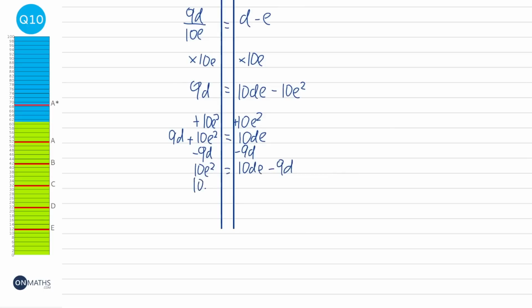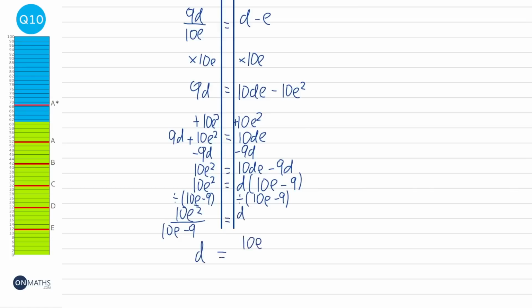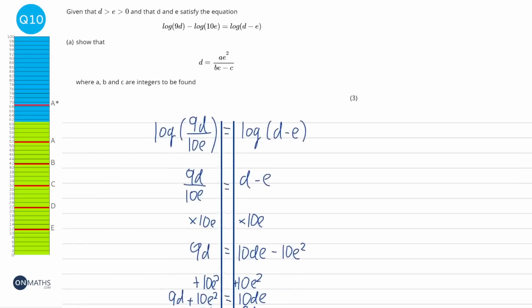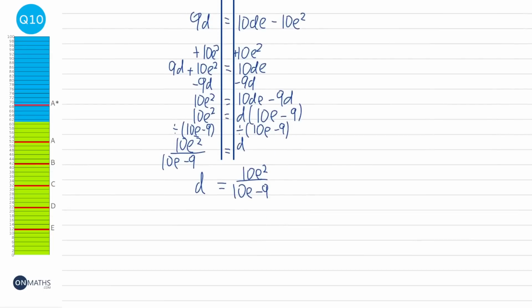Now I'm going to factorise the right hand side to get d on its own. So we have a single d now, and then divide by that 10e minus 9, both sides. So on the left hand side, we've got 10e squared over 10e minus 9 equals d, and we can write that nicer as d equals 10e squared over 10e minus 9. And so to find a, b and c, it's just the coefficients, so a would be 10, b would be 10, and then c would be minus 9.